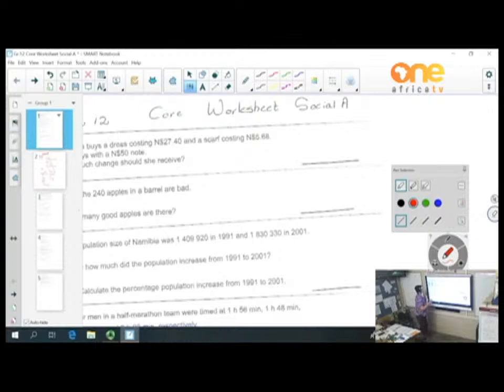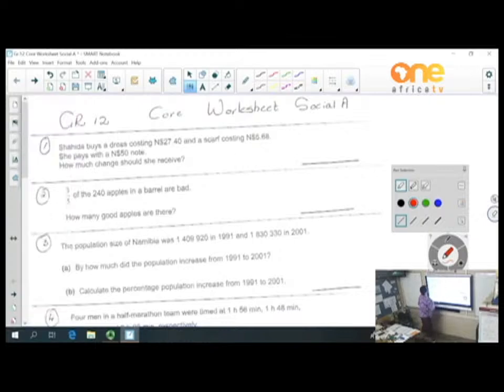Right, so there's the first one now. Shahida buys a dress costing $27.40 and a scarf costing $5.68. She pays with a $50 note. How much change should she receive? So you just subtract everything from 50, isn't it? Very easy. And I got 16.92. Remember, money is 2 decimal places. They're going to penalize you if you don't do that.